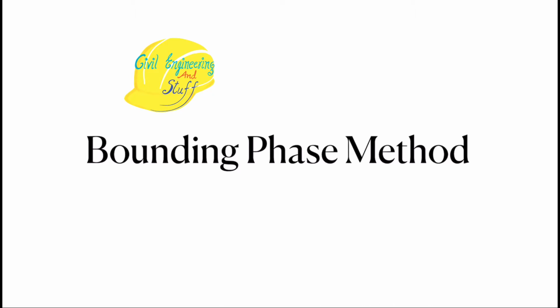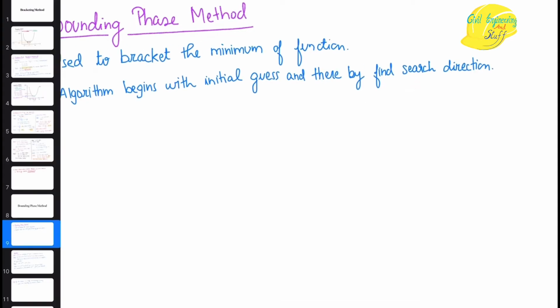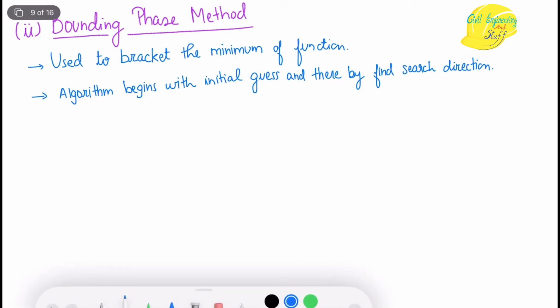Hello everyone. In today's lecture we are going to study another bracketing method, and that method is the bounding phase method. This method is used to bracket the minimum of a function. Just like the exhaustive search technique, it is also a technique to find the minimum of the function. In the bounding phase method, the algorithm begins with an initial guess and then we move towards the search direction.